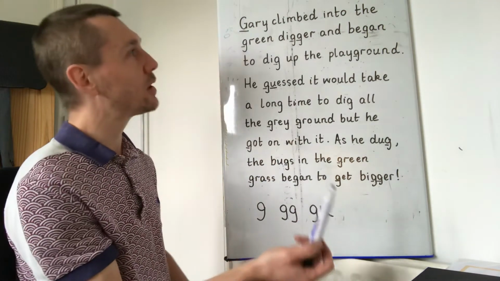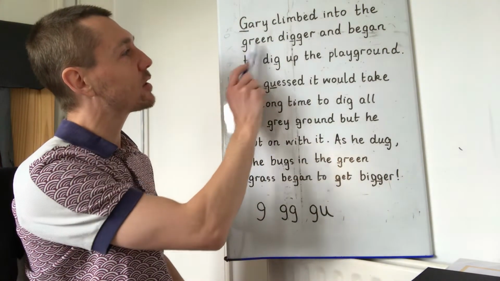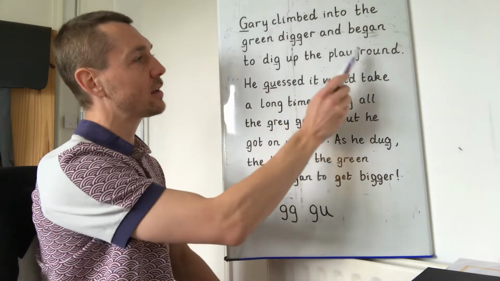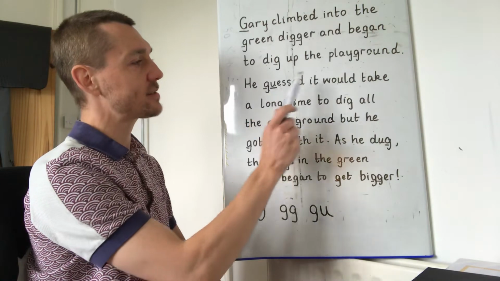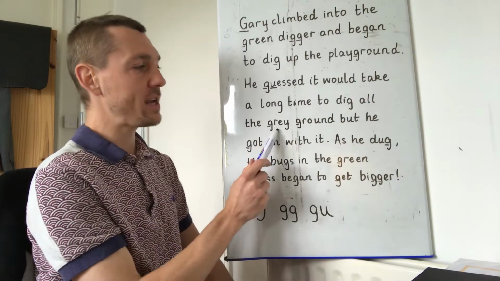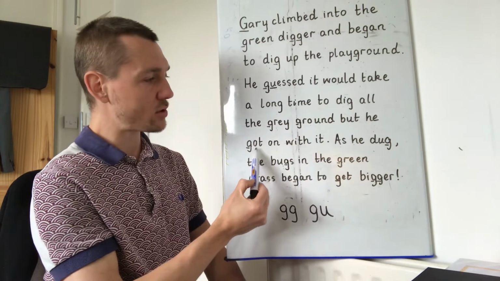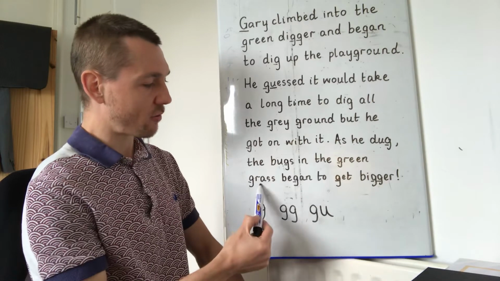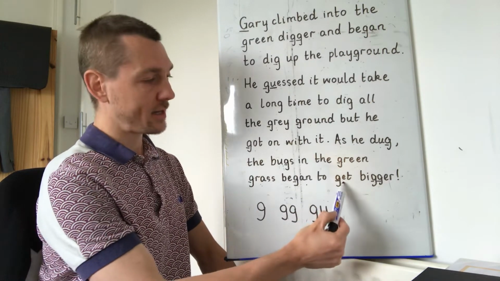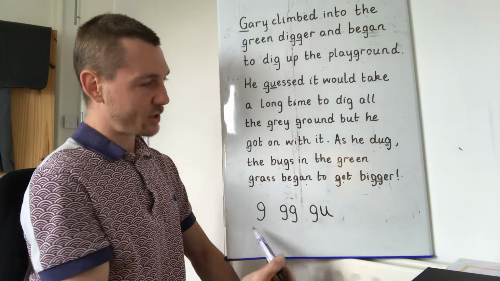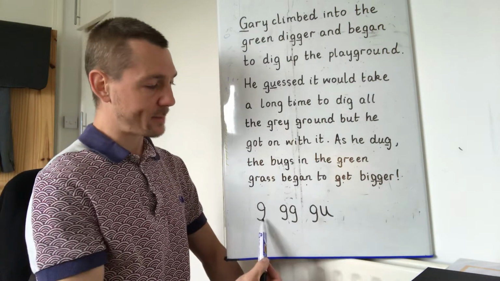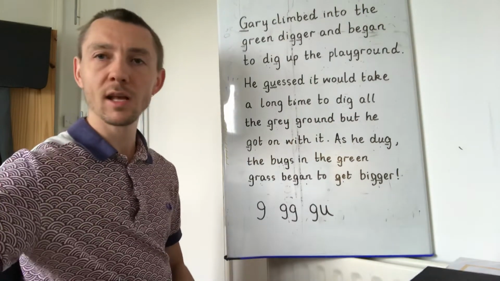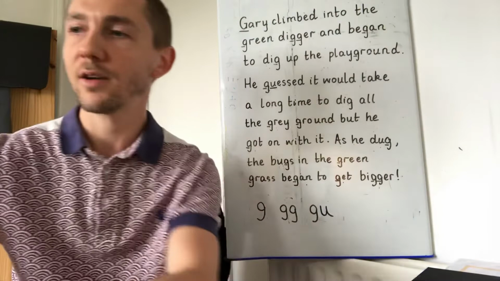Okay, so all in all, we should have Gary, green, digger, began, dig, playground, guessed, dig, grey, ground, got, dug, bugs, green, grass, began, get, and bigger. And we should have 3 different spellings of the G sound on our list. Okay, good work everybody. Last thing for today, we are going to do our sentence work.